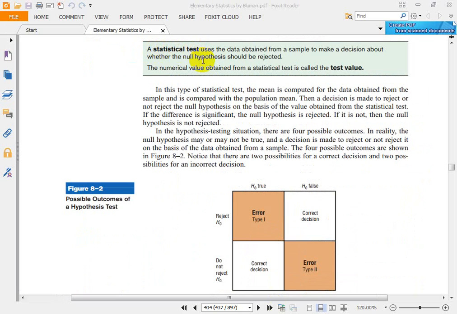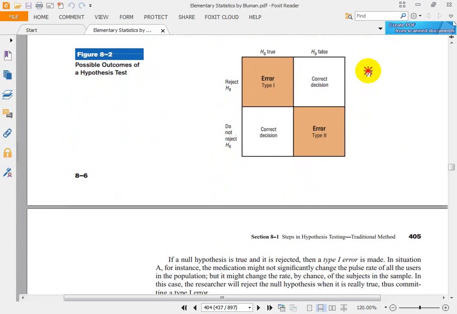We have different kinds of tests. I told you: Z test, T test, F test, chi-square test. A statistical test uses the data obtained from a sample to make a decision about whether the null hypothesis should be rejected. That statistical test will indicate whether I should accept the null hypothesis or reject it. The numerical value obtained from a statistical test is called the test value. Okay, let me come to the point.